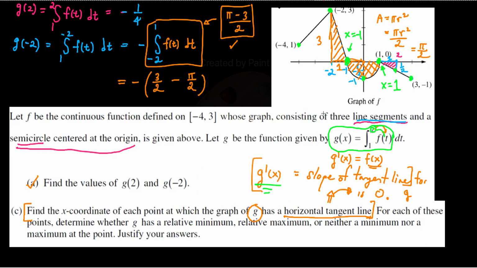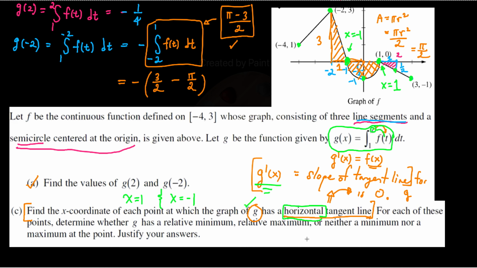Now I want when the slope of the tangent line is 0, because that is horizontal. And the two points where that's true are x equals 1 and x equals negative 1. That's what it says: find the x-coordinate of each point. I found the x-coordinate for each point at which the graph of G has a horizontal tangent line. I'm done with that first part.